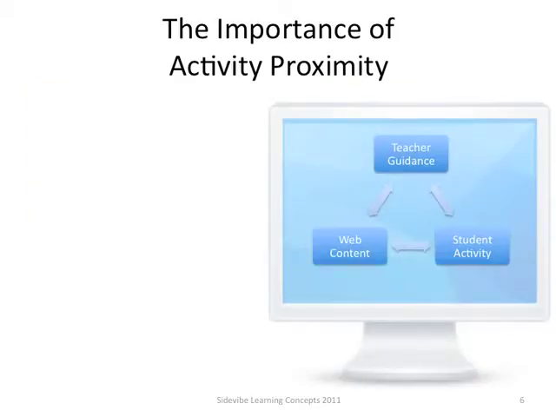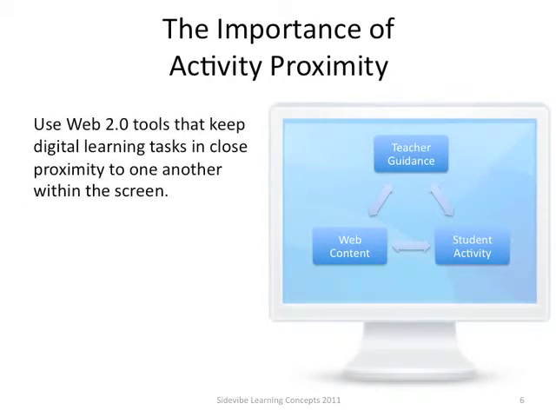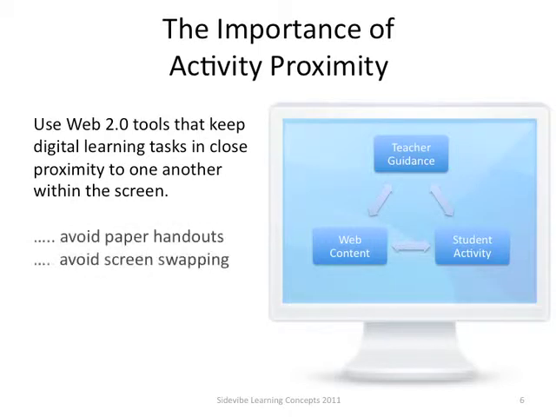Use Web 2.0 tools that use activity proximity. Activity proximity is simply keeping your digital learning activities in close proximity to one another on the screen. In other words, try to keep your teaching guidance, student activities, and online content as close together on the screen as possible. Avoid using paper handouts, that's print thinking, and avoid excessive screen swapping, that's book thinking.